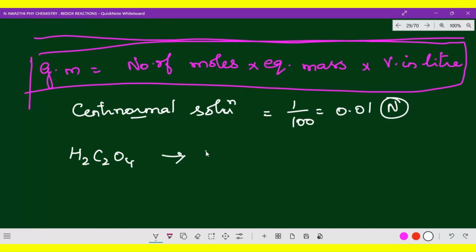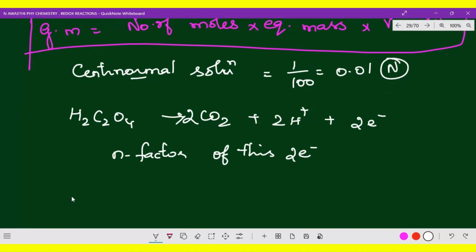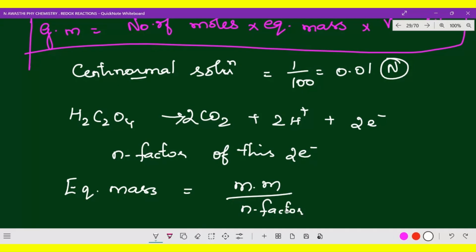H2C2O4 gives 2CO2 plus 2H plus 2 electrons, right? So the n factor of this reaction is 2 electrons, that is 2. So equivalent mass will be easy for us. Equivalent mass equals molecular mass divided by n factor. Molecular mass of oxalic acid is 126 gram per mole, and n factor is 2, the number of electrons changed.